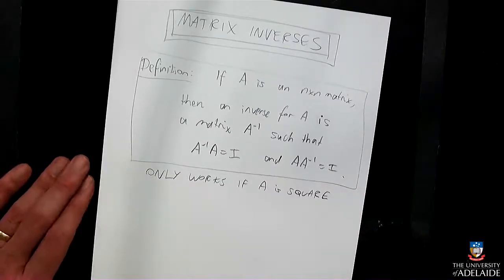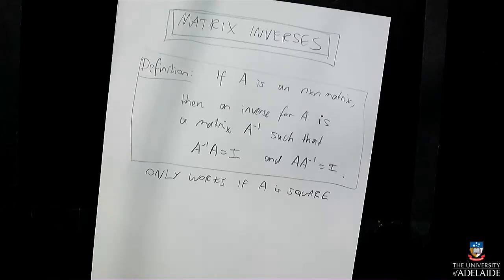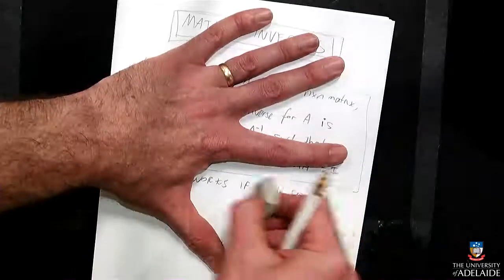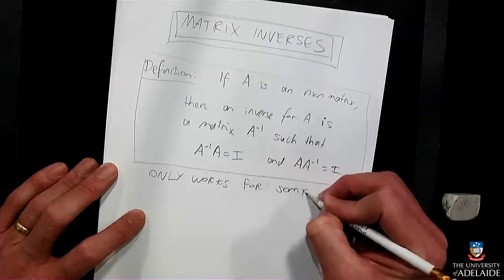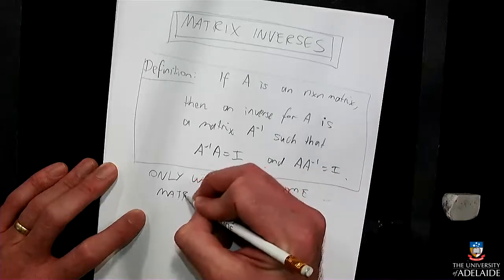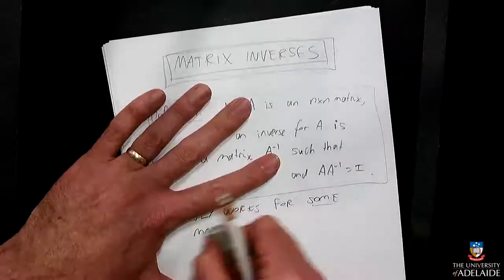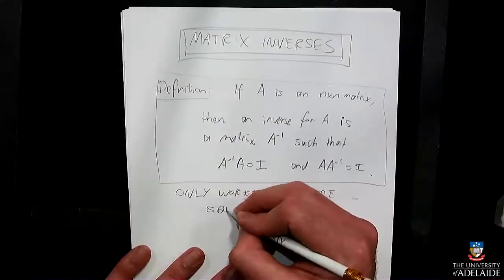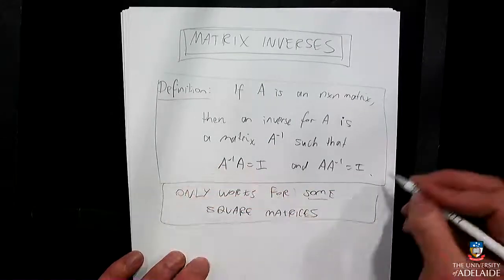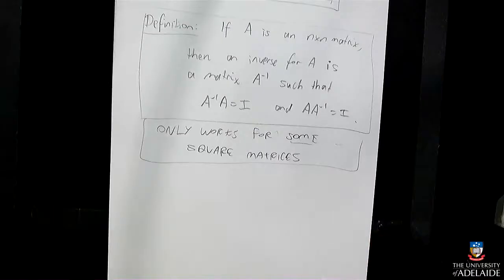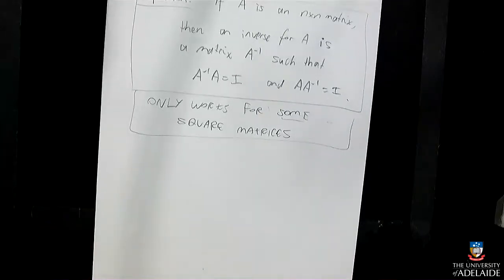If A is a square matrix, and it only works for some square matrices. I already said in the other video that there is a number that we can calculate from our matrix that will tell us whether it has an inverse or not. That number is called the determinant. And when it works, the matrix is called invertible.